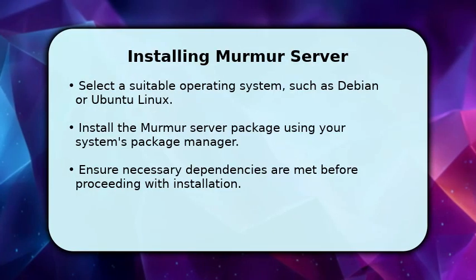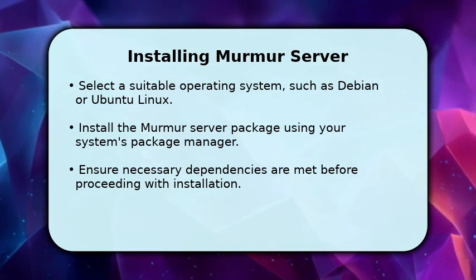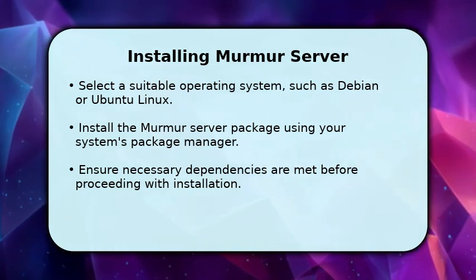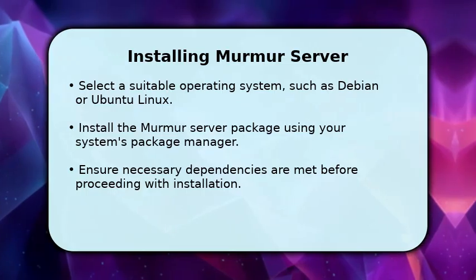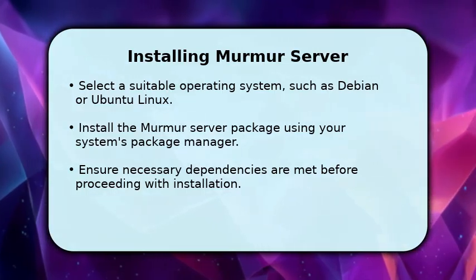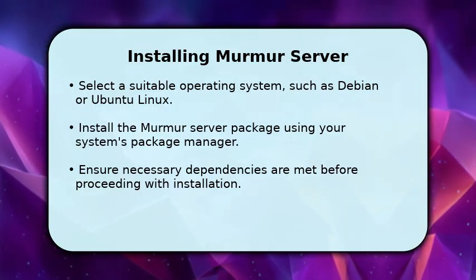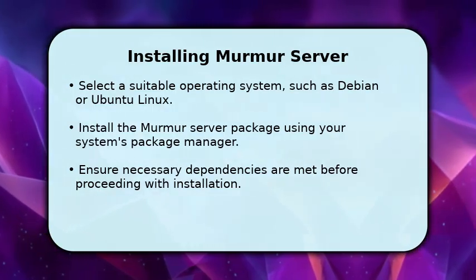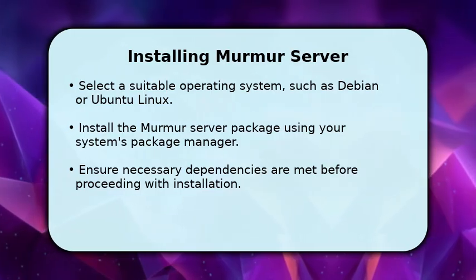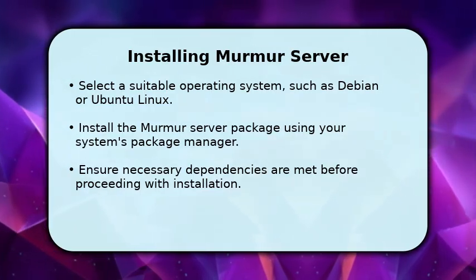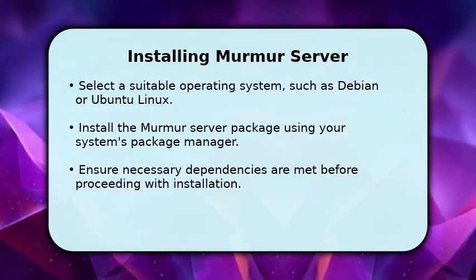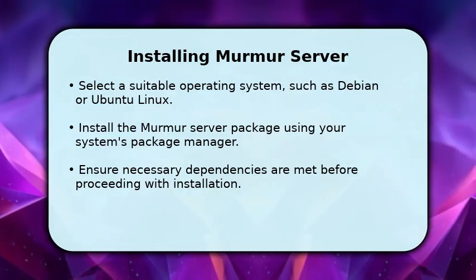To begin, you'll need to install the Murmur server software, which is the backend for Mumble. Most Linux distributions, like Ubuntu or Debian, make this straightforward using their package managers. Simply open your terminal and execute the installation command. After installation, confirm that the Murmur service has started successfully. This ensures your server is ready for the next crucial configuration step.